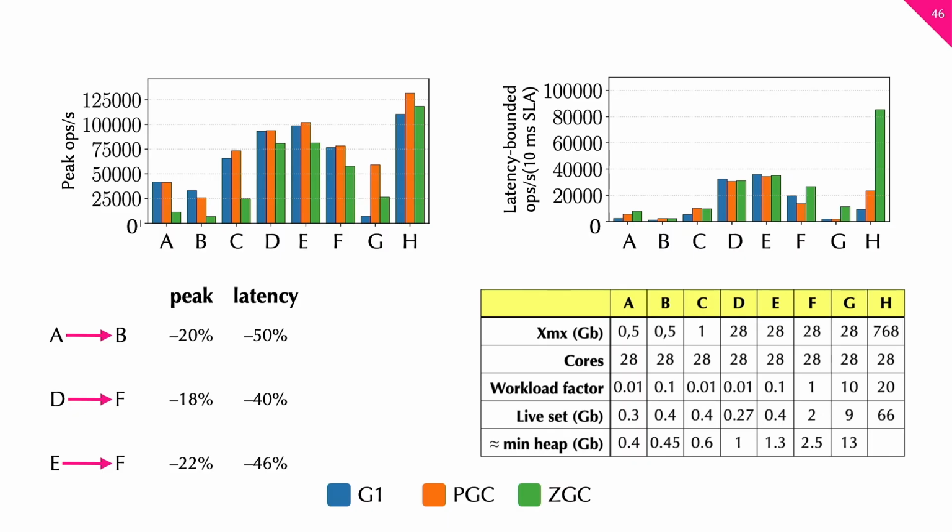I should point out this H configuration is pretty unusual. It's 768 gigabytes of memory for a 28-core machine. That's something that you can find in one of these cloud configurations, for example. And if you're running that, you can see some interesting results, for example, the latency score of ZGC is really showing off its algorithm there.